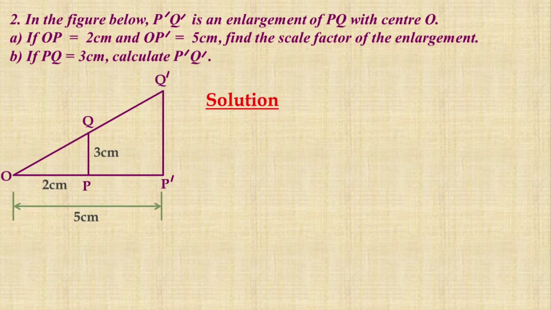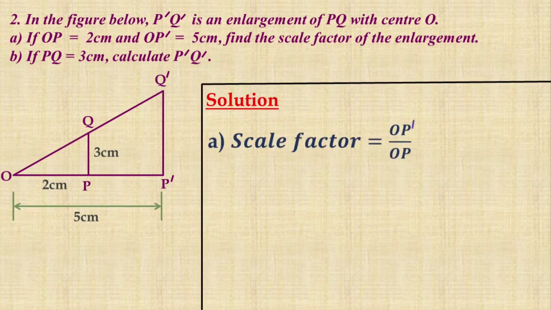Don't forget that scale factor is the ratio of the corresponding sides. Here, the scale factor will be equal to OP prime all over OP. OP prime as given is 5 and OP is equal to 2. Therefore, OP prime all over OP will be equal to 5 all over 2. 5 divided by 2 is 2.5, which is the scale factor.